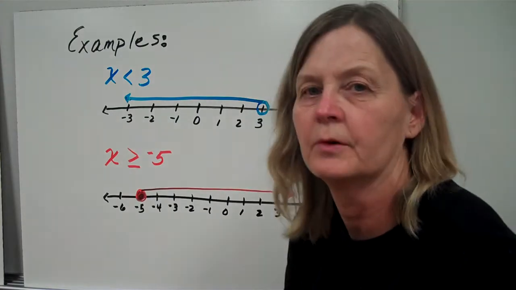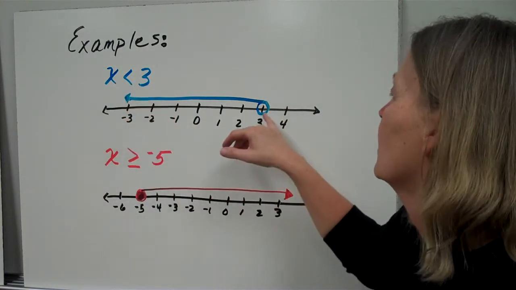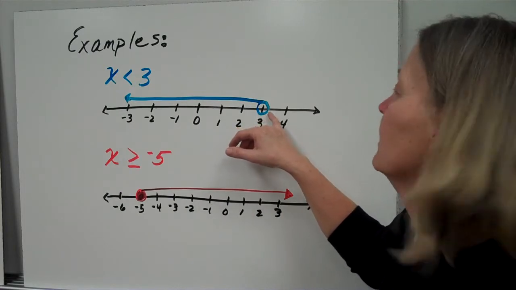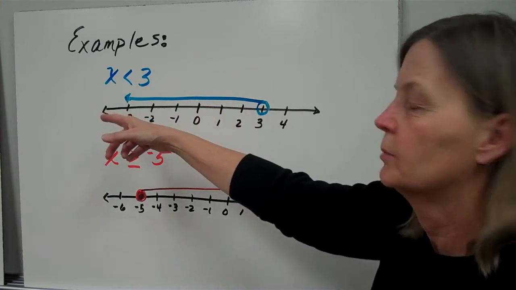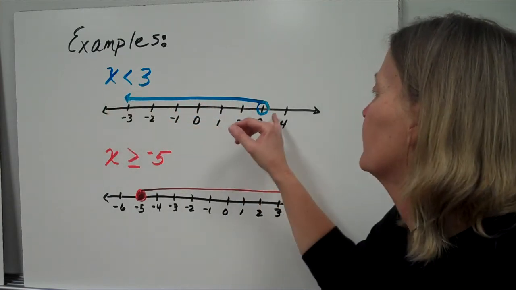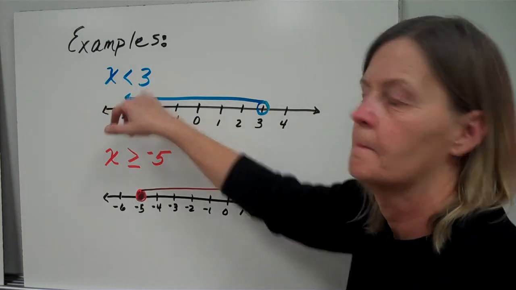Let's look at these examples. x is less than 3. So the open circle is put on 3, and then the arrow is drawn to the left, indicating these are all the numbers that are less than 3. The open circle indicating that 3 is not less than 3.